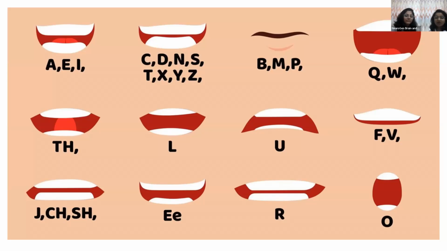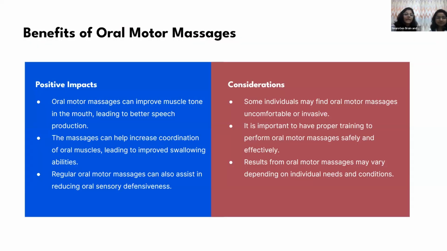Now, moving on to the benefits of oromotor massage. The positive impacts are that oromotor massage can improve the muscle tone in the mouth, leading to better speech production. The massages can help increase the coordination of oral muscles, leading to improved swallowing abilities. And regular oromotor massages can also assist in reducing oral sensory deficiency. As a consideration, some individuals may find oromotor massages uncomfortable or invasive, and it is important to have proper training to perform them safely and effectively. Results may vary depending on individuals' needs and conditions.